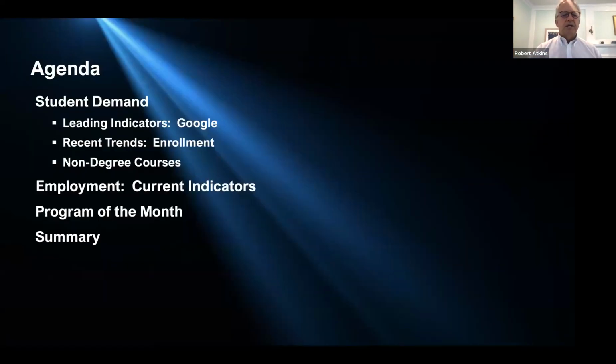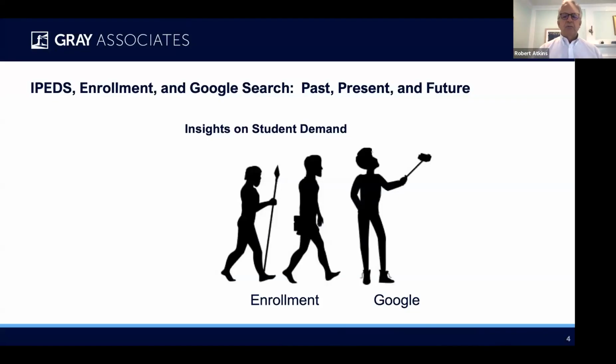Now let's turn to my favorite topic, which is student demand. We have a number of indicators on student demand. Google and enrollment. Google's forward-looking. Enrollment's pretty current. It's updated three times a year. We now have spring semester of 2022. No, not 2023 in there. We have fall 2022 in the data set. So it's not absolutely up to date, but it's pretty darn current.